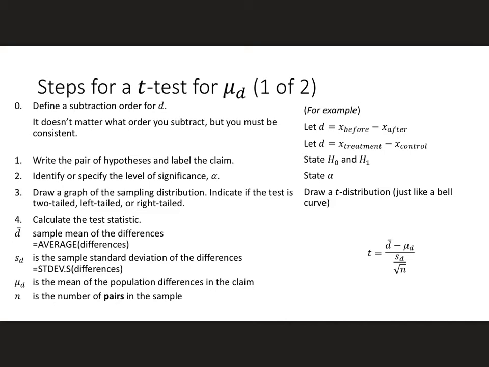So then our first step, after defining the order of subtraction, is writing your pair of hypotheses, labeling the claim, and specifying the level of significance. Then draw a graph of the sampling distribution and tell if it is two-tailed, left-tailed, or right-tailed. Then calculate the test statistic. So again, this is going to be a t-test, so you're going to be using your t formula: d bar minus μ sub d over s sub d over the square root of n.